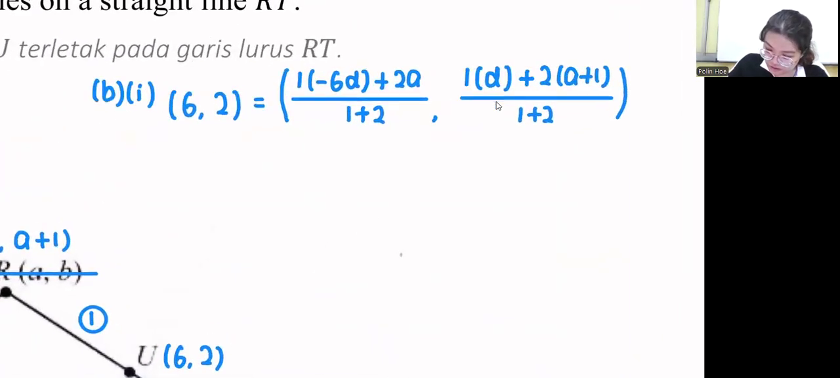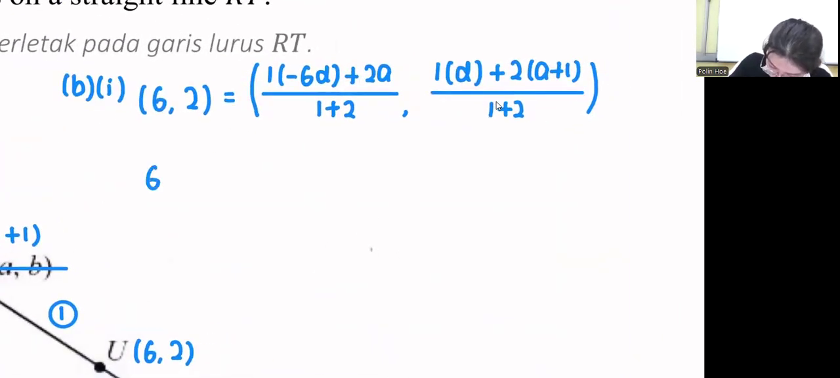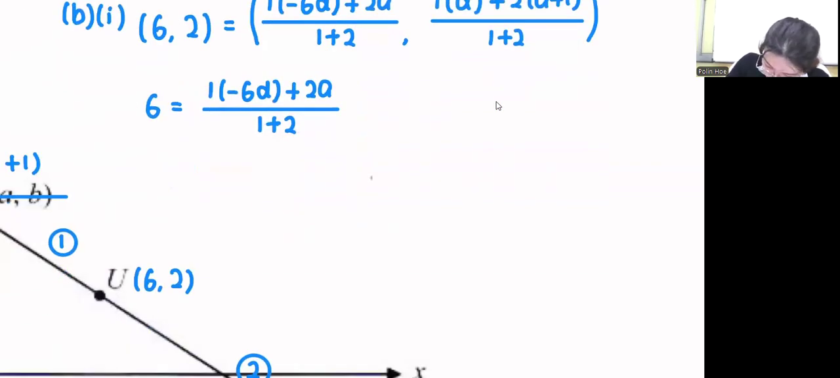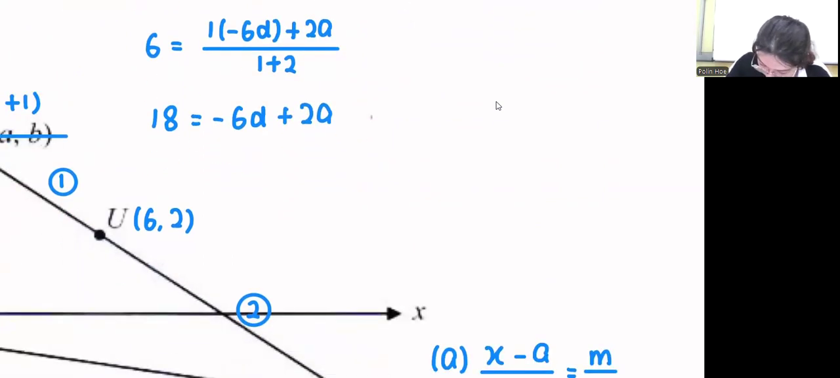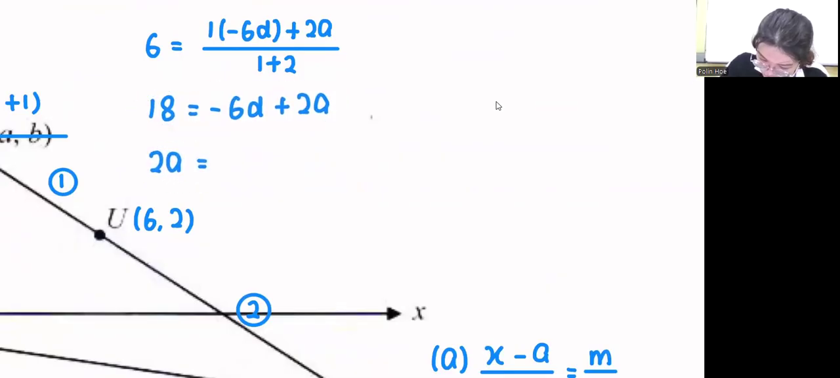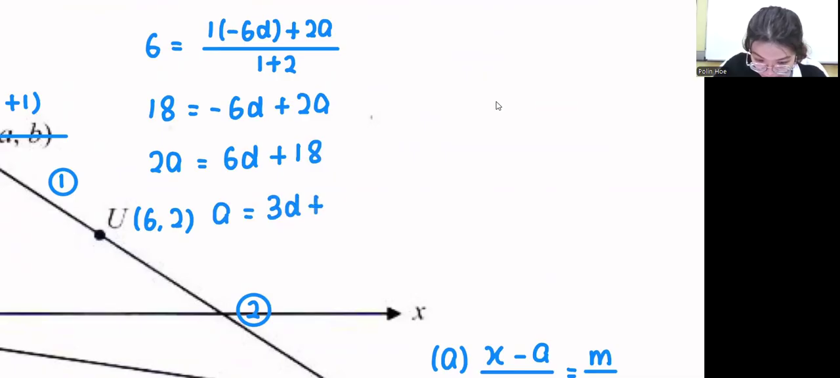After that, you don't solve it. By comparison, you should write down 6 equals to this. So you will have 18 equals negative 60 plus 2a. 2a will be equal to 60 plus 18. a is equal to 39. Equation 1.